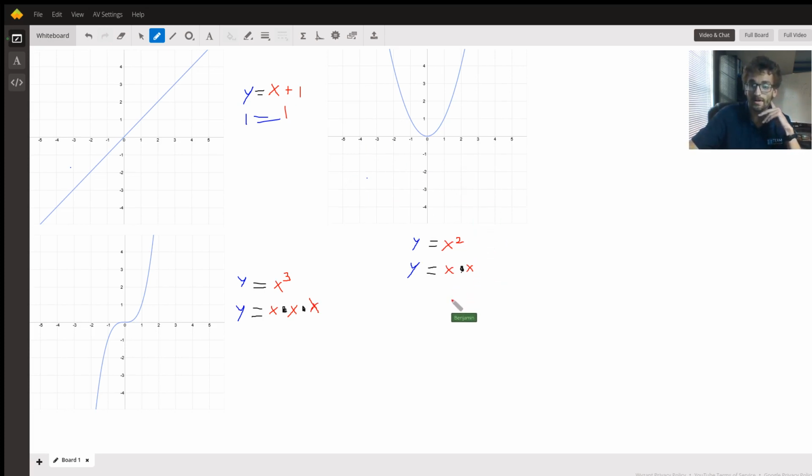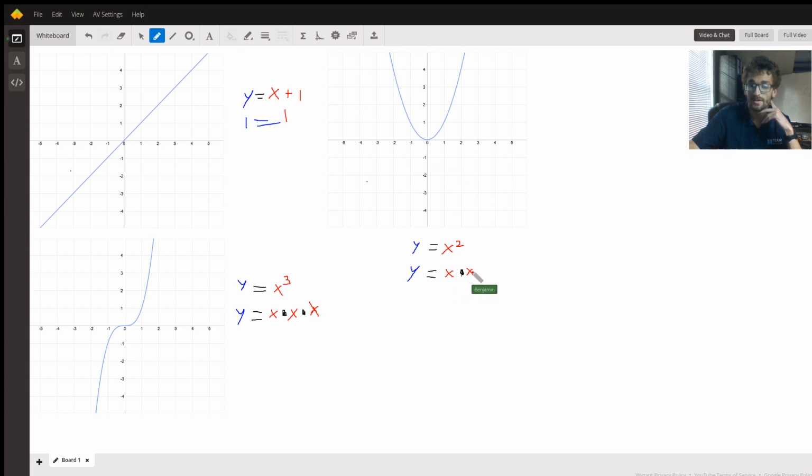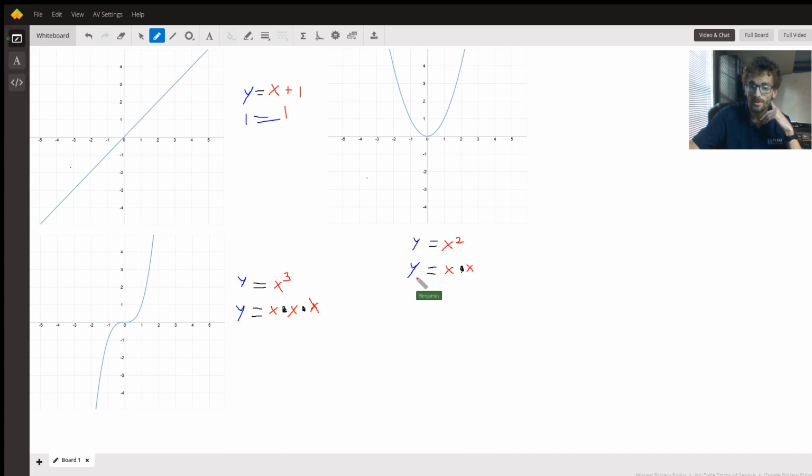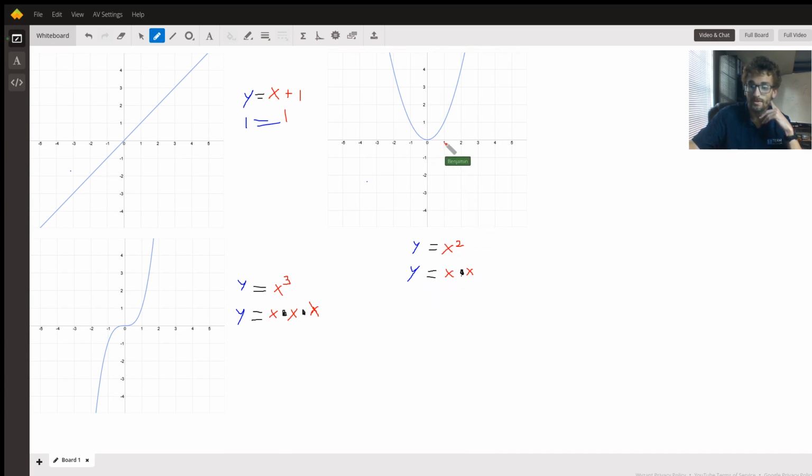So with x squared, x times x. Let's do the case again with 1. We're going to go up 1. We're going to plug in 1 for each of these. 1 times 1 is still 1, so we move over to 2. y is going to be equal to 2 times 2. What's 2 times 2 going to be equal to? Up here, 4. That's right, y is equal to 4.